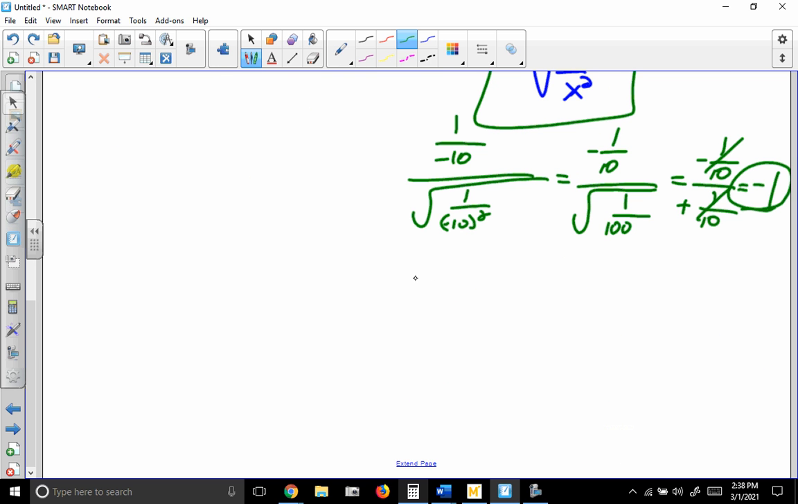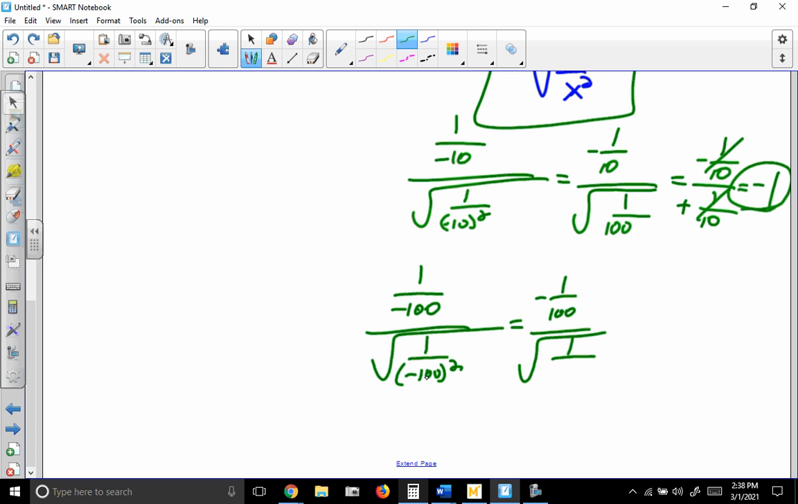If we pick, let's say, negative 100 to replace x, we're going to see the same thing. As x is getting bigger and bigger in the negative direction, we're not going to positive 1 here.